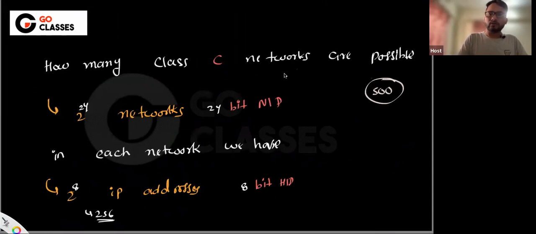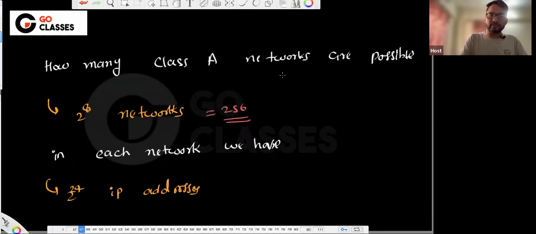Okay, so just a second. There is one typo. So basically the first bit is fixed. That is why it is just having 127. Why? Because the first bit is fixed.